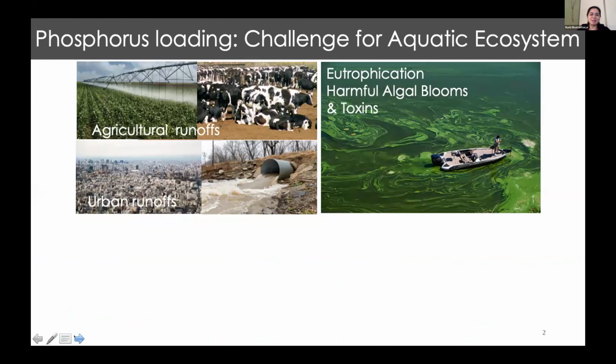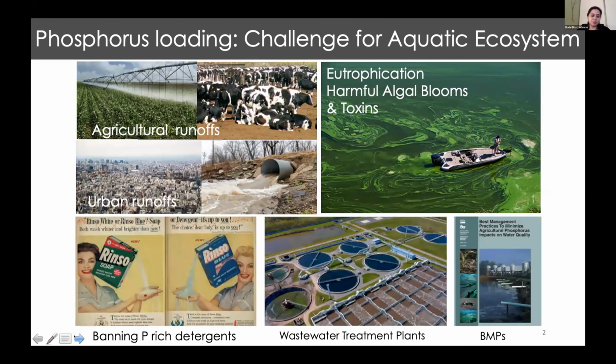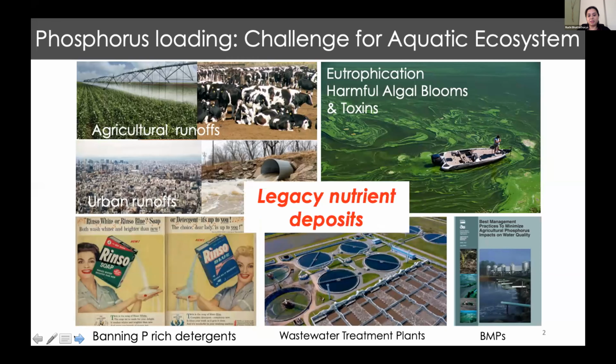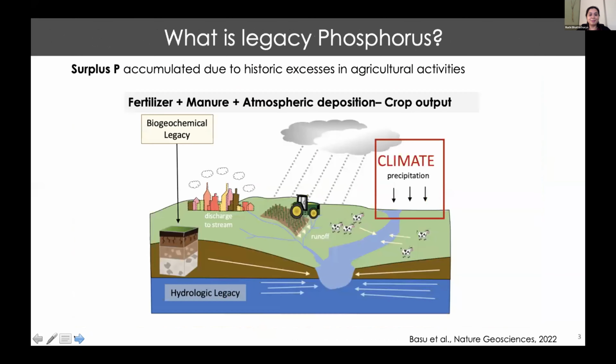So we have talked a lot about phosphorus loading, and we know it's a challenge in aquatic systems. And despite decades of efforts, we have not reached the water quality levels that we wish. And it's often linked to legacy nutrient deposits. And you've also heard a lot about legacy nutrient deposits, and we know that they are just surplus phosphorus that accumulates across watersheds and in lake and reservoir sediments that can derail our water management efforts.